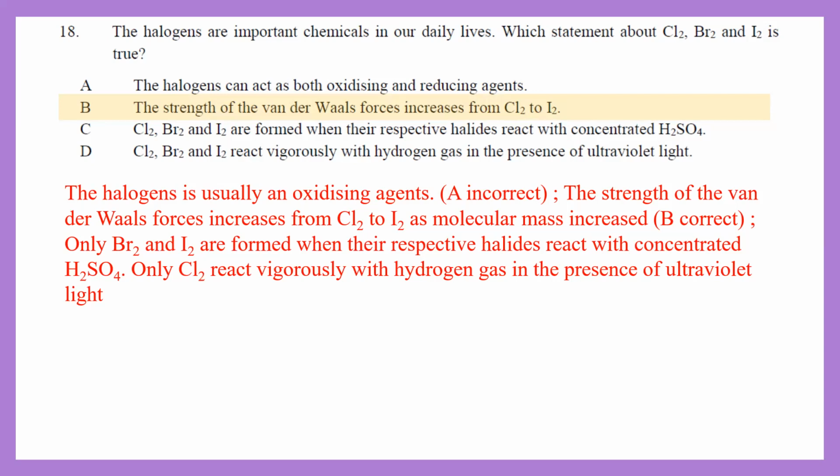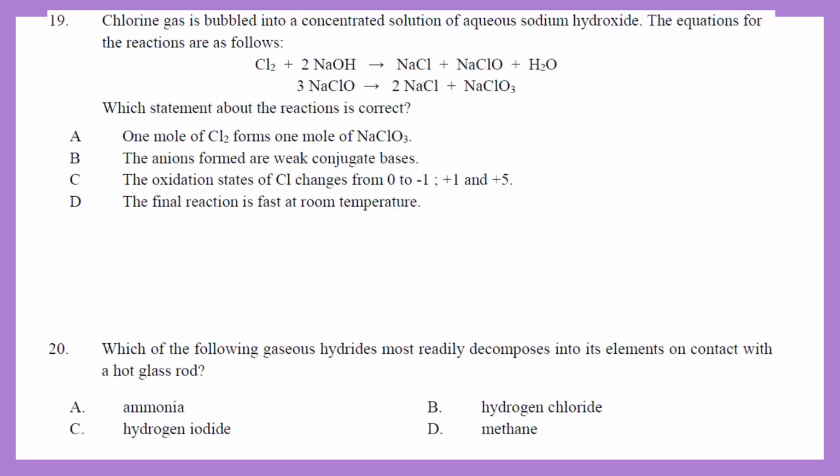Cl2, Br2, and I2 are formed when their respective halide reacts with concentrated sulfuric acid. Only bromine and iodine can react. And then Cl2, Br2, I2 react vigorously with hydrogen gas in the presence of UV. Only Cl2 reacts vigorously with H2 in the presence of UV. Okay, so the best answer that is described correctly is B.